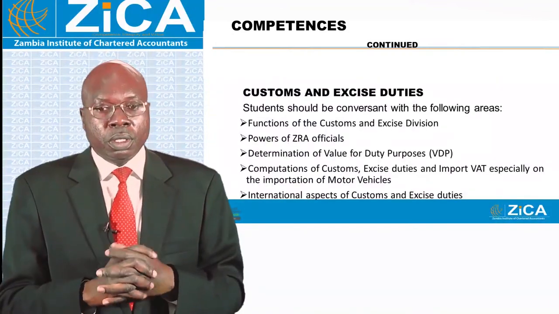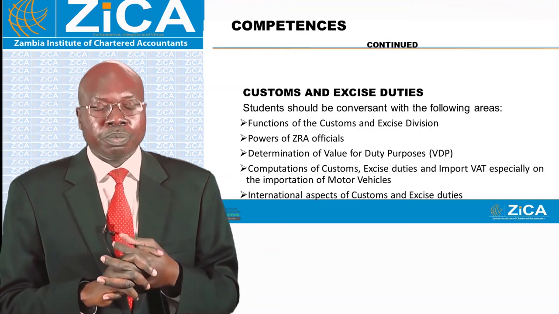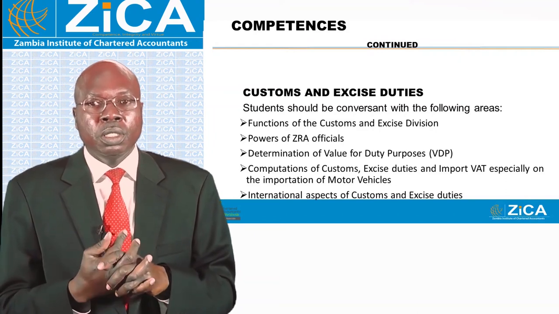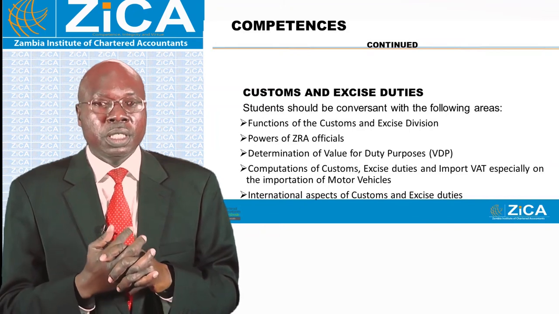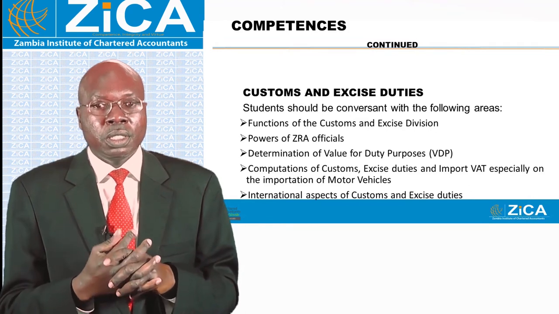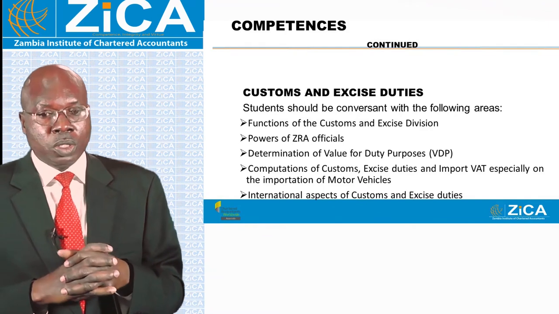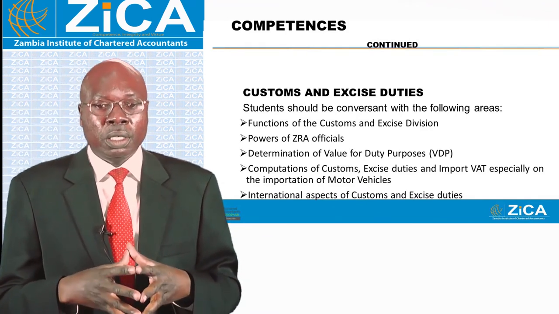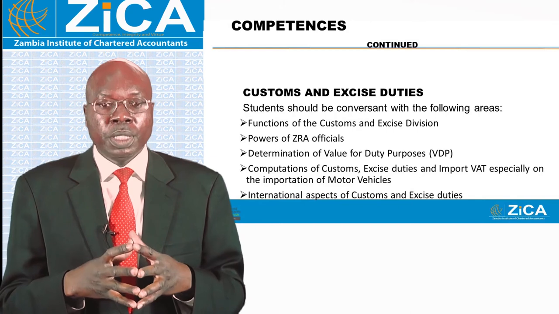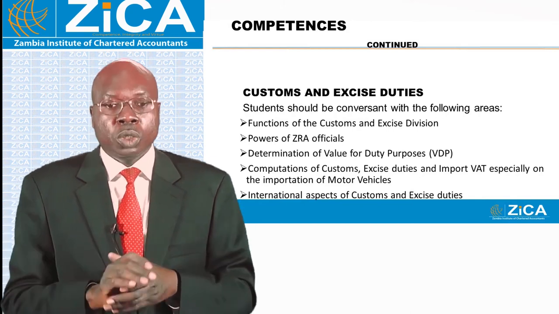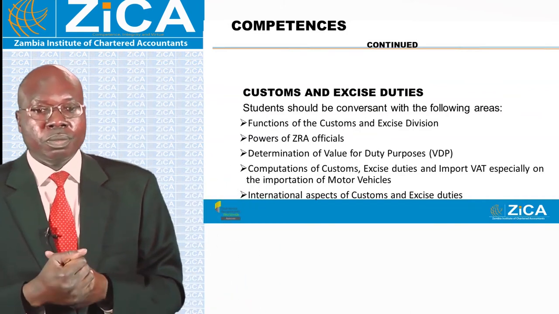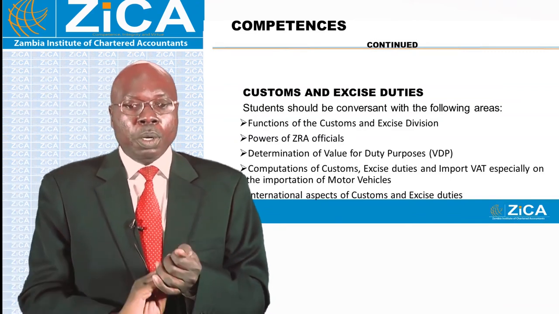Then number three, function of the Customs and Excise Division is to provide statistical data to the government through its agencies, vis-a-vis the Bank of Zambia and the Central Statistical Office, CSO. And why is it important to provide the trade statistics to the government? That information is very important to the government because they need to plan. So those are some of the functions of the Customs and Excise Division. Then I also talk about the powers of ZRA officials.